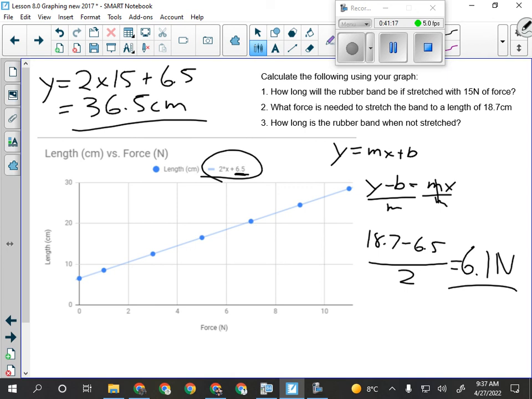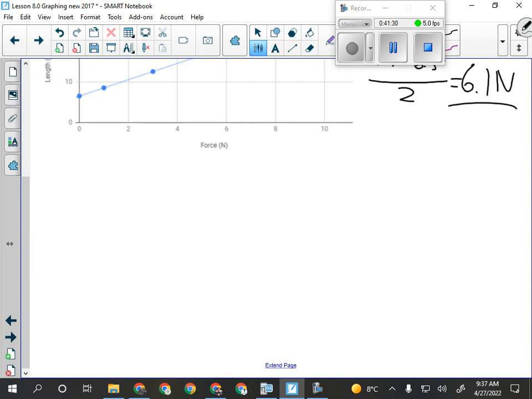What does the slope tell me in this graph? If we solve for m in this graph, so m equals y minus b over x, the units on the y-axis are centimeters. The units on the x-axis are newtons, or the units for force. So what is the slope telling me about the rubber band on this graph?